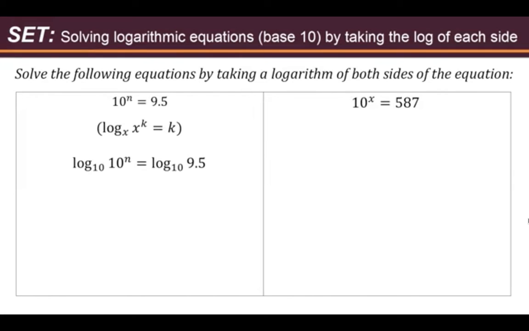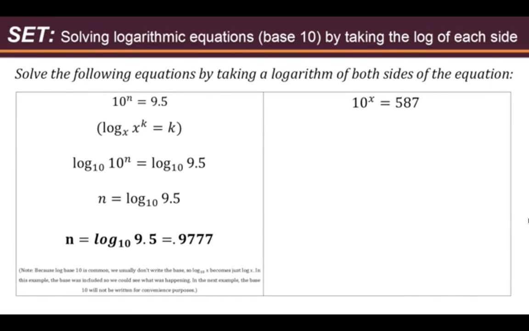Remember that to keep our equation balanced, we need to take a logarithm of both sides of the equation. On the left side, we know that log base 10 of 10 raised to the n equals n, so now we have n equals log base 10 of 9.5. We can enter the right side of the equation into our calculators to get the answer. n equals log base 10 of 9.5 equals 0.9777. Because log base 10 is common, we usually don't write the base, so log base 10 of x becomes just log of x. In this example, the base was included so we could see what was happening. In the next example, the base 10 will not be written for convenience purposes.